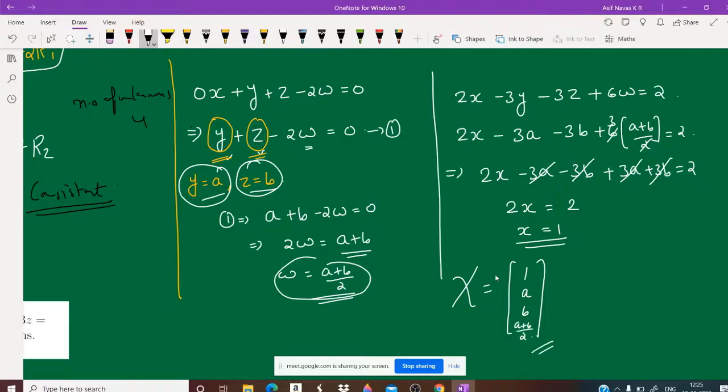So how many solutions are there? Here a and b are arbitrary values. So therefore, how many solutions are there? Infinitely many solutions.